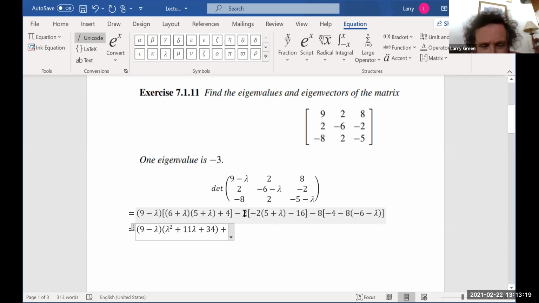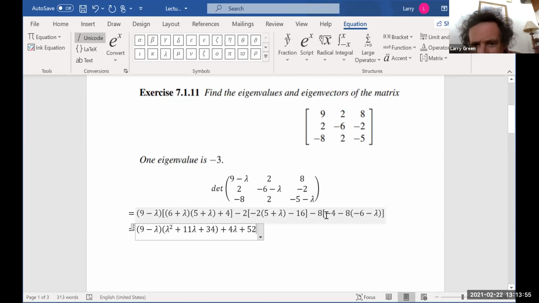And we get, let's see, 4 lambda. And then we have a plus 20 plus 32, which is plus 52, if I did the arithmetic right. And again, let me know if I didn't, but I think that's good. And now let's do the next one.